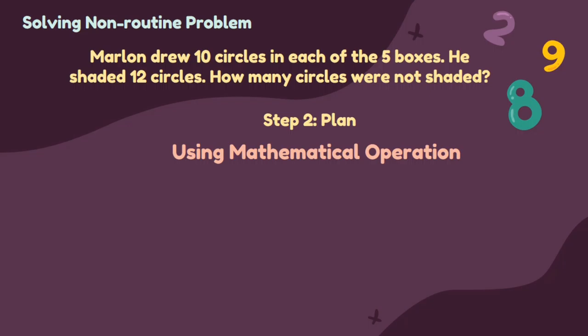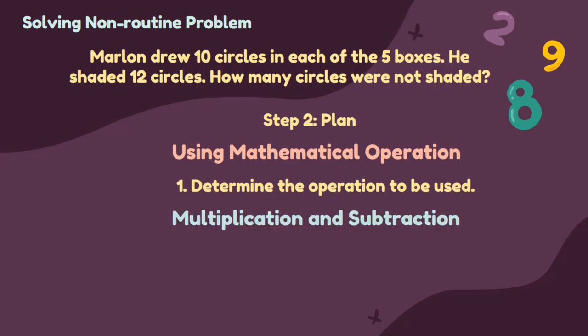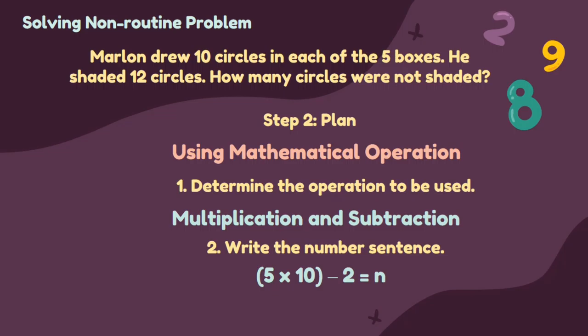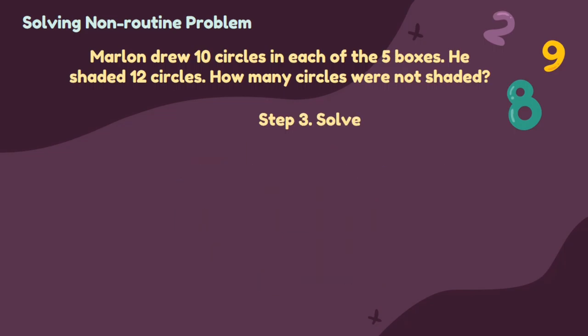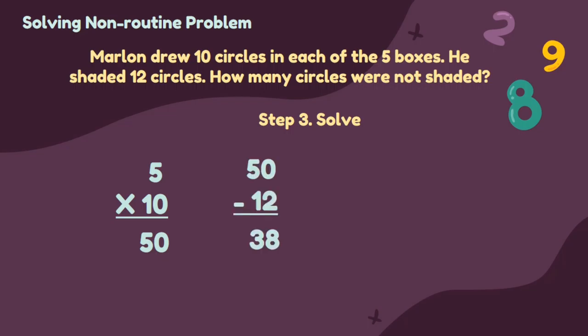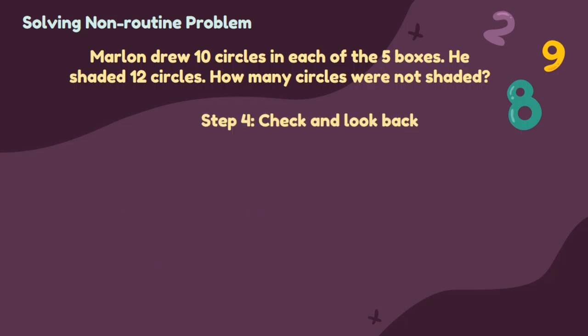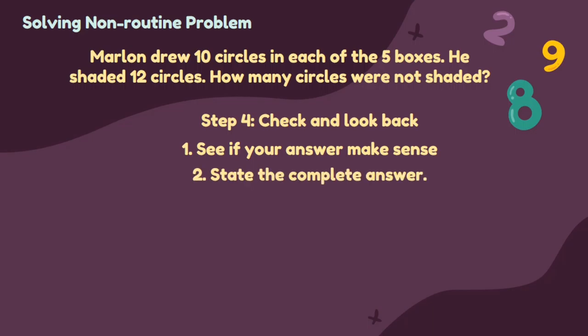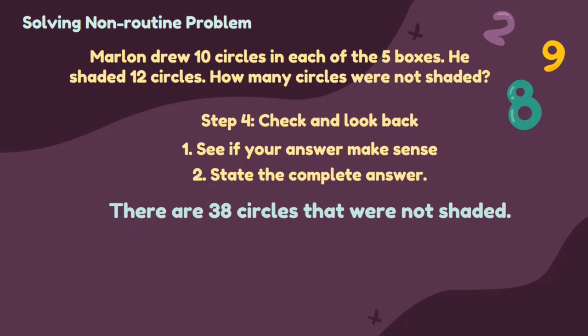Let's try to solve the non-routine problem using mathematical operations. Step 2. Plan. Determine the operation to be used. The operation that we are going to use are multiplication and subtraction. Write the number sentence. 5 times 10 minus 12 is equal to n. Step 3. Solve. 5 times 10 is equal to 50. 50 minus 12 is equal to 38. Step 4. Check and look back. See if your answer makes sense. State the complete answer. There are 38 circles that were not shaded.